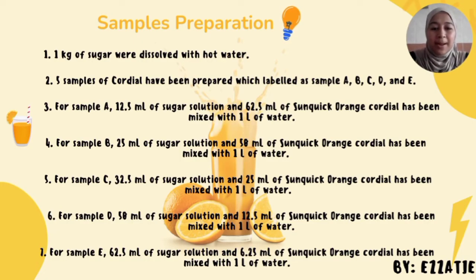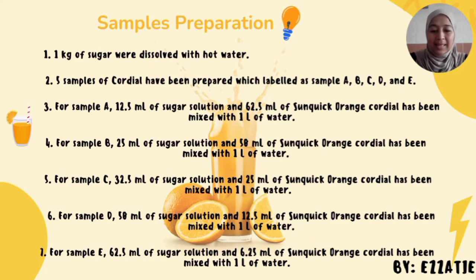For sample preparation, firstly, 1 kg of sugar was dissolved with hot water. Then, 5 samples of cordial have been prepared with labels sample A, B, C, D, and E. For sample A, 12.5 ml of sugar solution and 62.5 ml of Sangkui orange cordial has been mixed with 1 liter of water. For sample B, 25 ml of sugar solution and 50 ml of Sangkui orange cordial has been mixed with 1 liter of water.